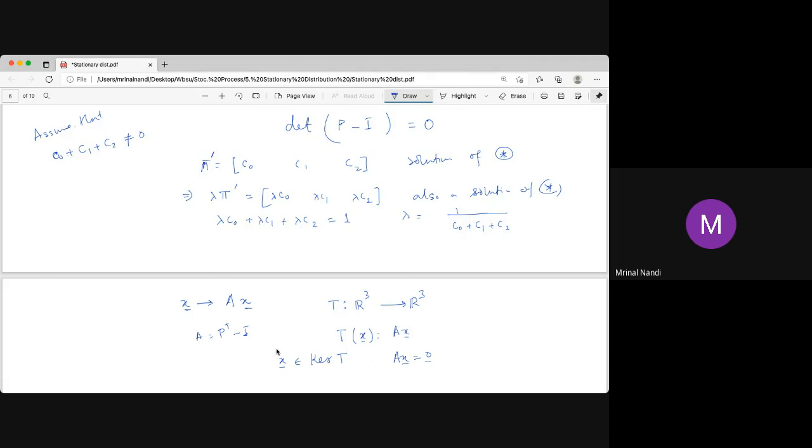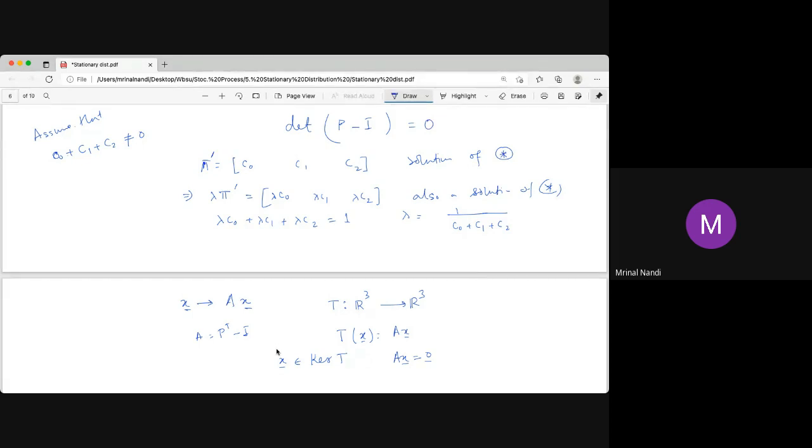Now since the rank is not 3, it may be 0, 1 or 2. Rank 0 is a very trivial case. It means the P matrix is the identity: every state 0 goes to 0 with probability 1, and 1 goes to 1 with probability 1. So if you start at 0, you stay there, and if you start at 1, you stay there. It is not an interesting thing. So we forget about P equal to identity, otherwise the state is not changing. That means the rank is not 0, so the rank may be 1 or 2 in this case.